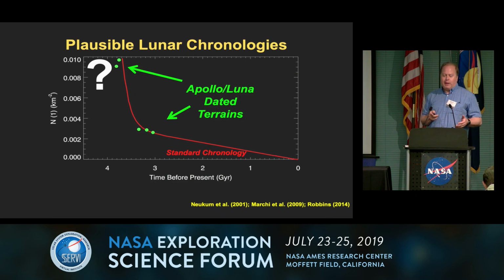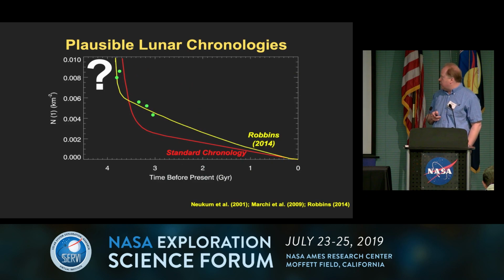But Stuart Robbins in our group has recently recounted some of these crater sites, and he finds that some of them are different by as much as a factor of 2, okay? And so that generates a different chronology function, which might look something like this. Now, for older terrains, it may not matter that much, but for younger terrains, it gets very interesting.